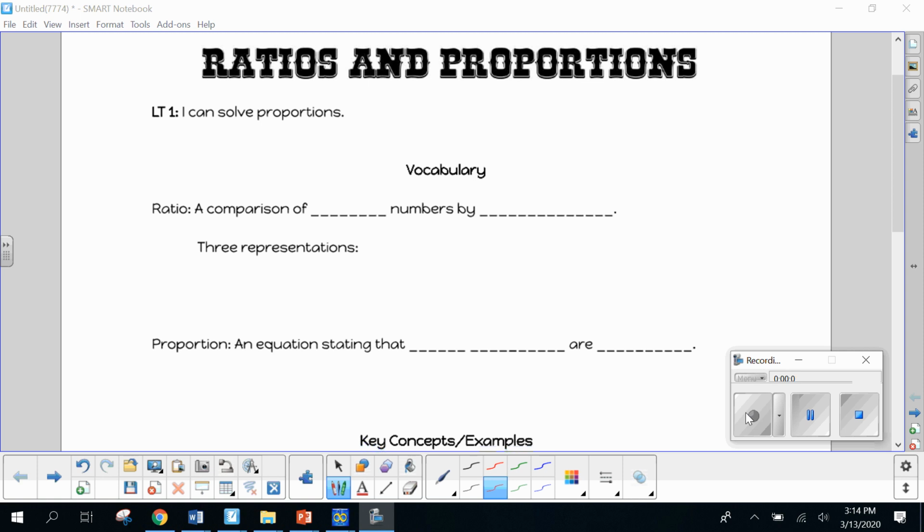All right, so today's lesson is on ratios and proportions. The learning target is I can solve proportions. Let's start with some vocabulary.